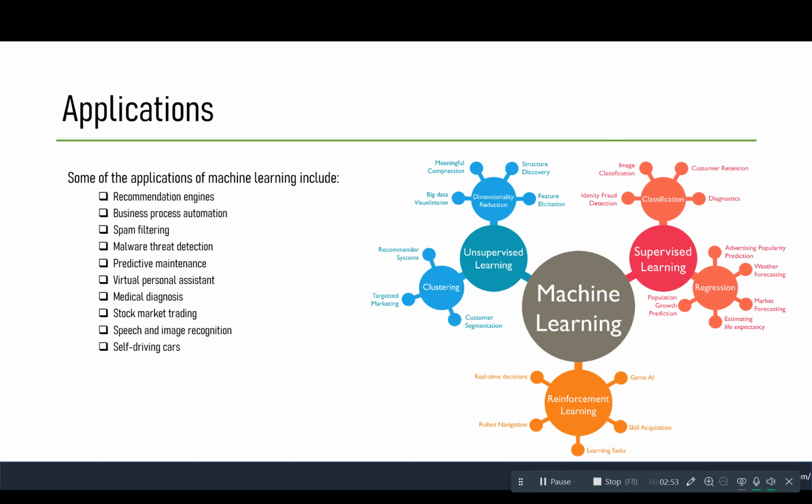So these are the applications that are majorly used nowadays in these sectors, and we might have seen that these are revolving in our day-to-day life.